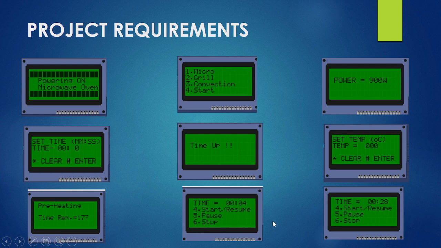And in the start mode, as you can see, we can heat it for 30 seconds. And if I want to increase it by 1 minute, I can press the start button two times for it to increase by 1 minute. And if I want to pause it, then we can press the 5 button. And if you want to stop it, then we can press the 6 button. So let's move forward.